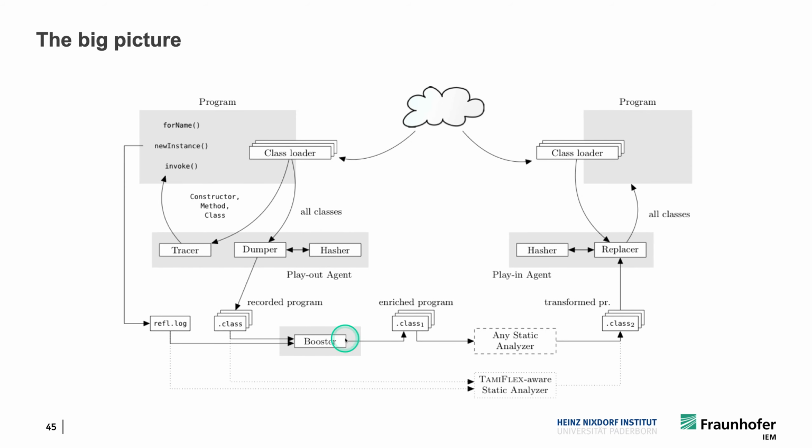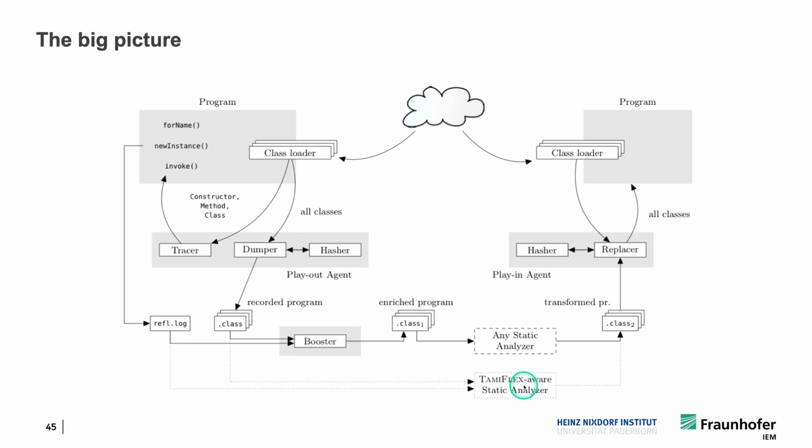And this then brings us to the big picture. So this is actually a picture taken out of our paper where you can see the whole thing, how it all works, right? So here we have the play-out side with the dumper and actually also a tracer that constructs the log files here. We have seen the hasher, which is also used by the play-in agent on the other side. The play-in agent itself replaces classes at load time. And then down here, you basically can use two different paths.